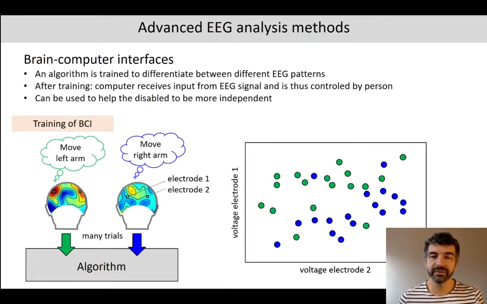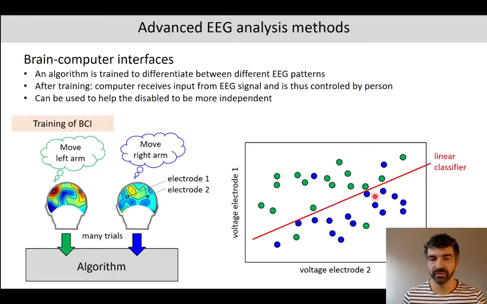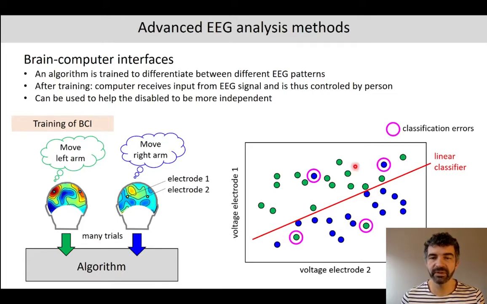So an obvious way to do this here would be to draw a line like this. So this tells apart the blue dots and the green dots relatively well. There would be some classification errors, so the green dots down here and the two blue dots up here. But in principle, we could tell the green and blue dots relatively well apart. So our classifier, our algorithm, would now just say, okay, anything above the red line, that's when participants are thinking about moving their left arm.